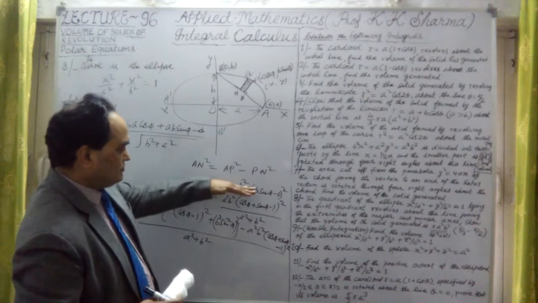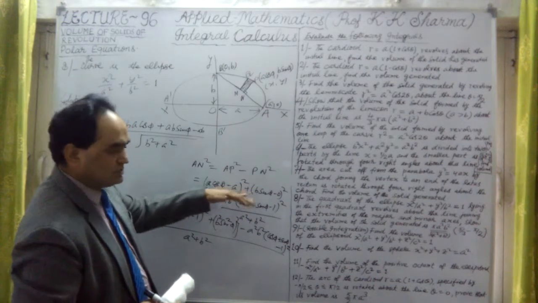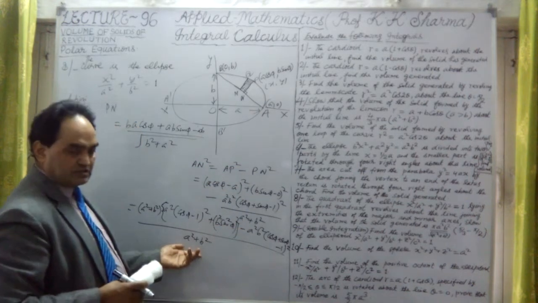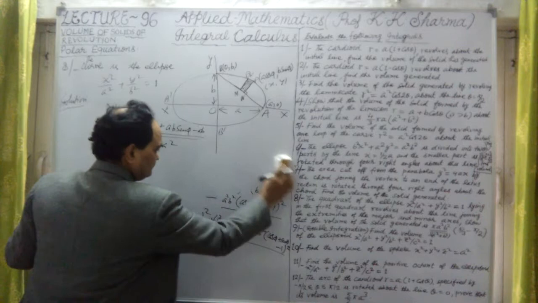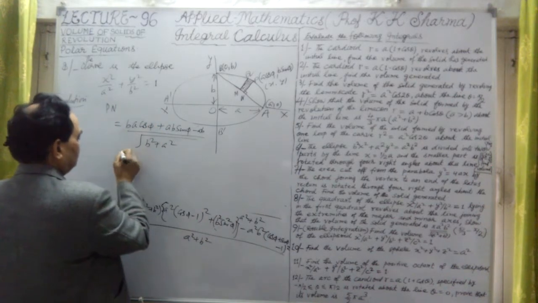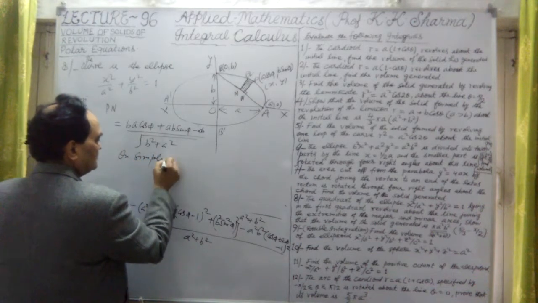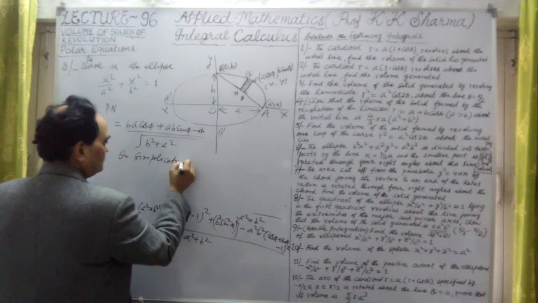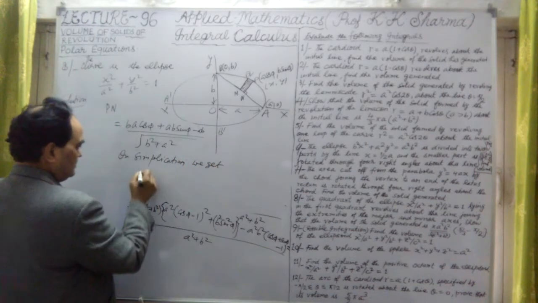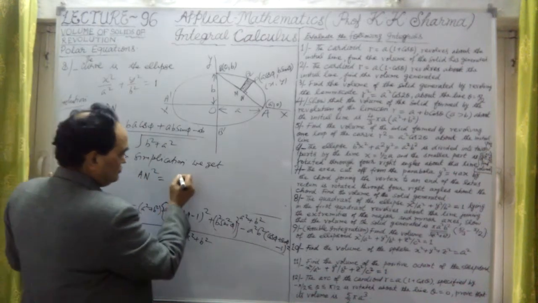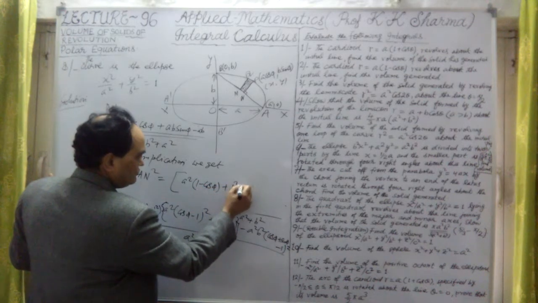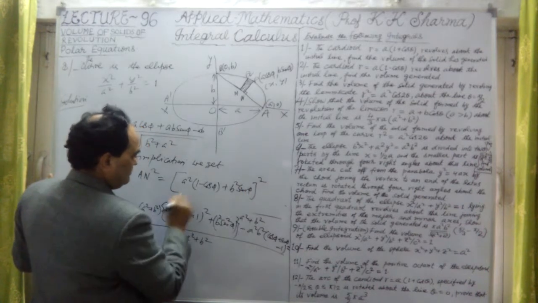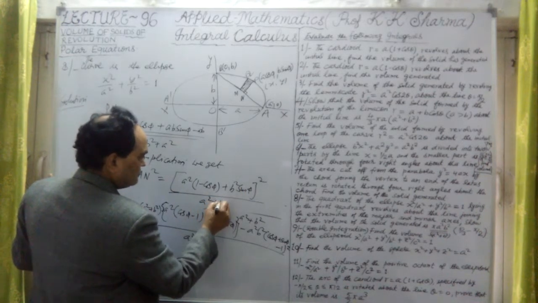This LCM we have taken because the denominator of the first two terms is 1 only, and a square plus b square will multiply to these two terms. So on simplification, what do we get? Solving it step by step may take time, so on simplification we get AN square equals a square into 1 minus cos phi, within the bracket, 1 minus cos phi, plus b square into sin phi whole square, upon a square plus b square.